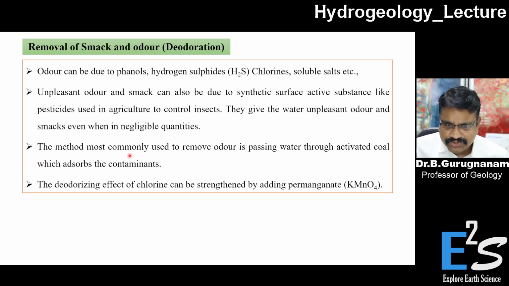The method most commonly used to remove odor is passing water through activated coal, which absorbs contaminants. So you will have to pass the water through activated coal. The deodorizing effect of chlorine can be strengthened by adding potassium permanganate. If you add it, automatically the smell will be reduced.